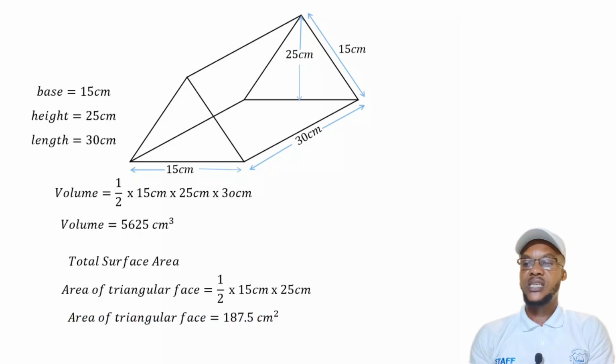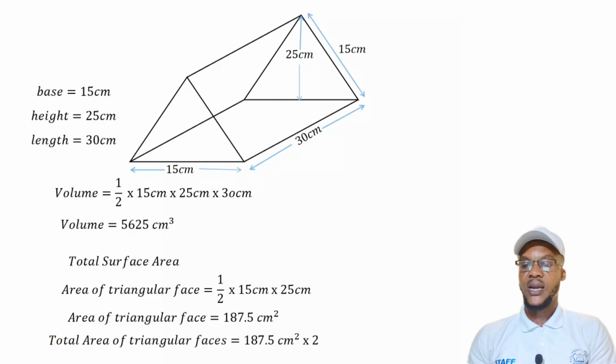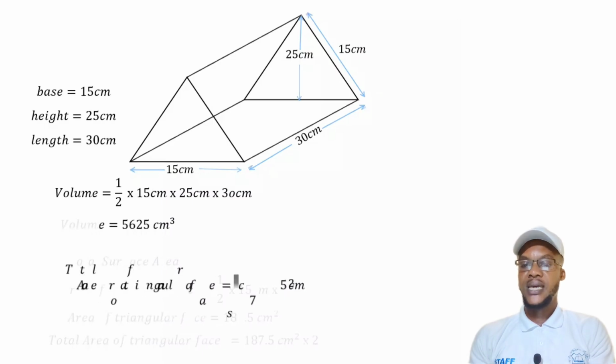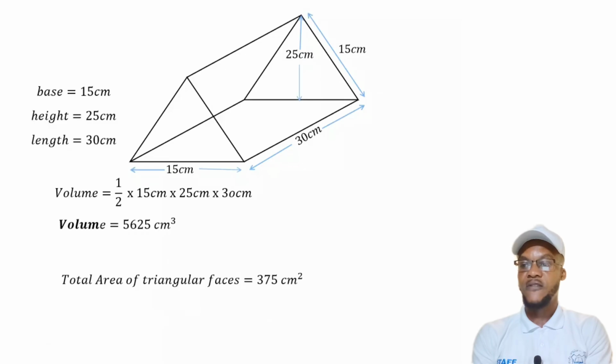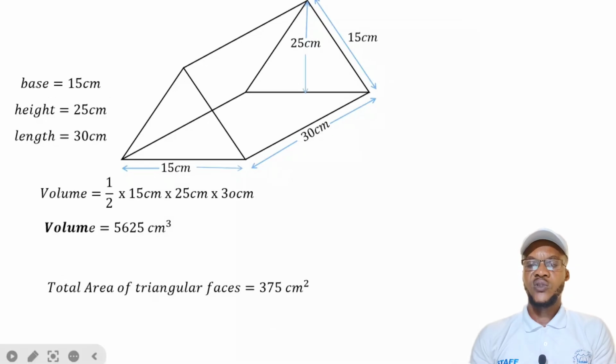Now this one is just one. You have calculated for only one. Then you need to find the others, because there are two of the faces. So you just multiply by two and you are good to go. Very, very simple. All right. Once you multiply by two, then you are going to get your total area of the triangular faces. So we have calculated for only the triangular faces, which is 375 centimeters squared. Great. So that is what the two of them give us.